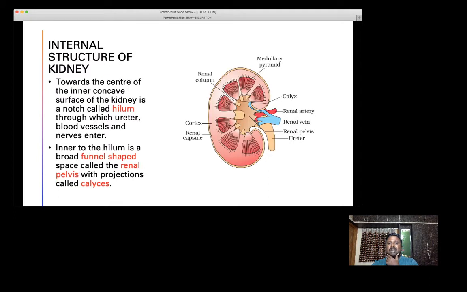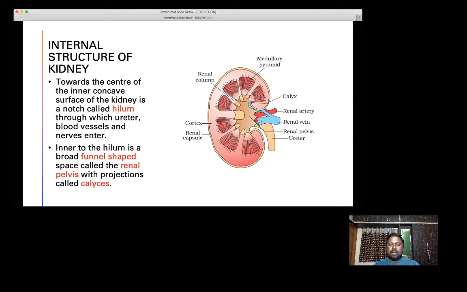Next, the internal structure of the kidney. The first one is the hilum. The hilum is the inner concave area. Through this area only, the renal artery, renal vein, and ureter go inside and come out of the hilum area.